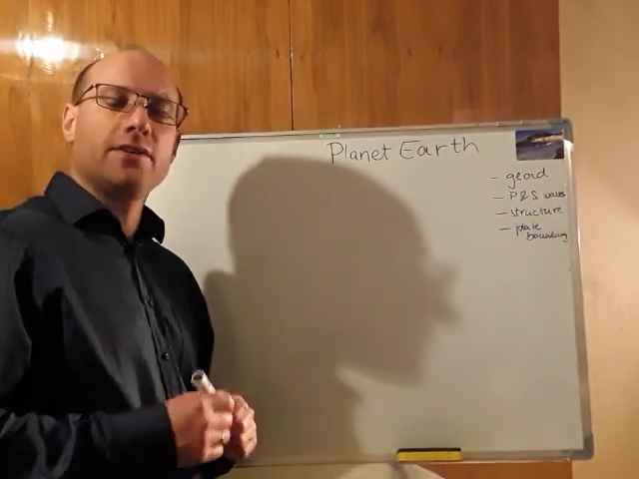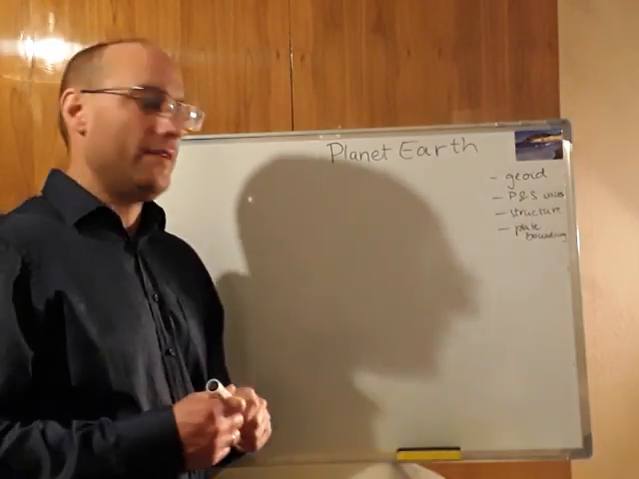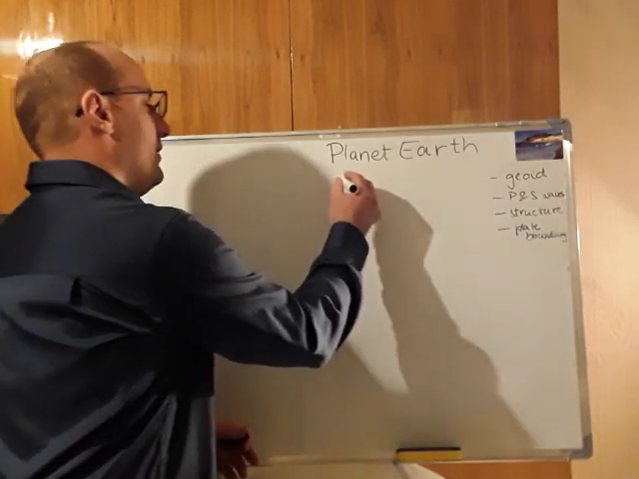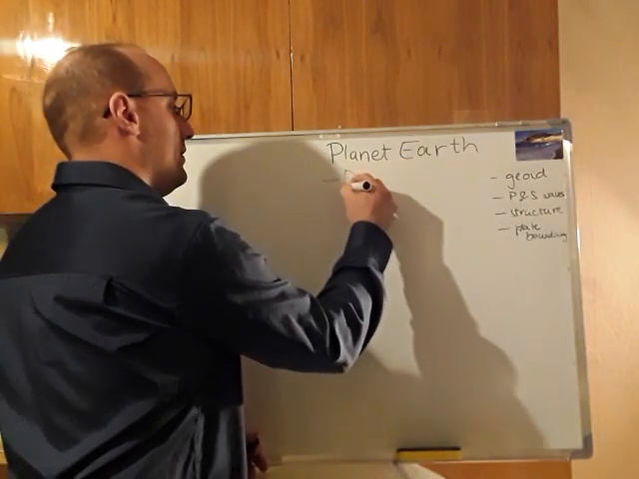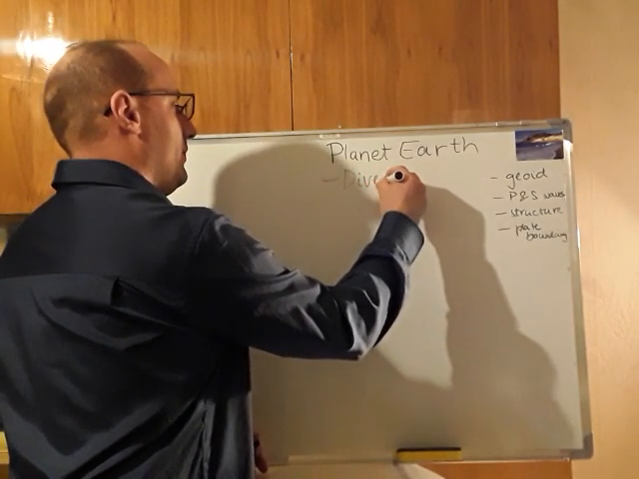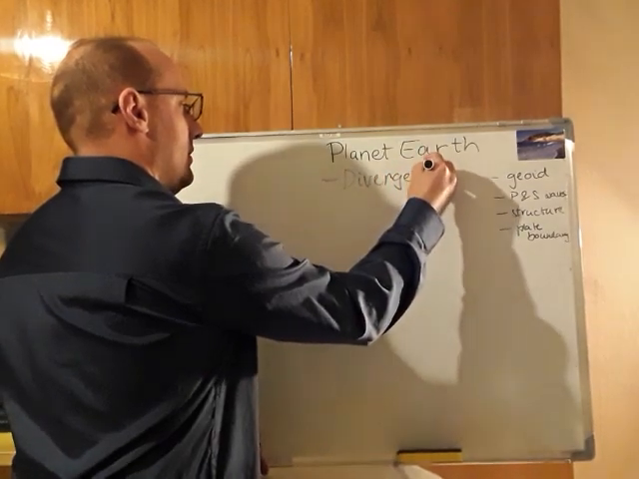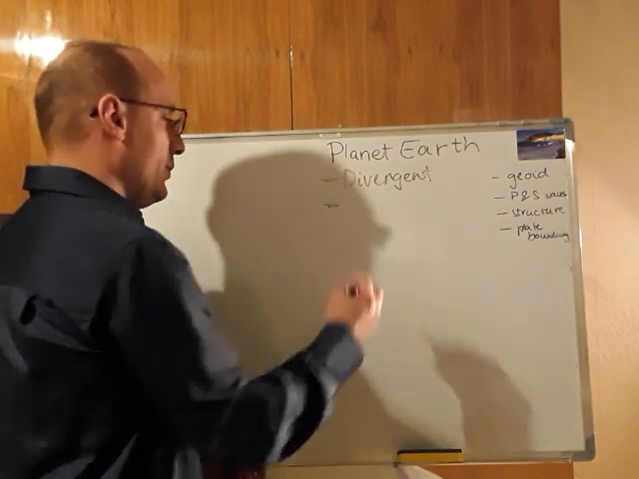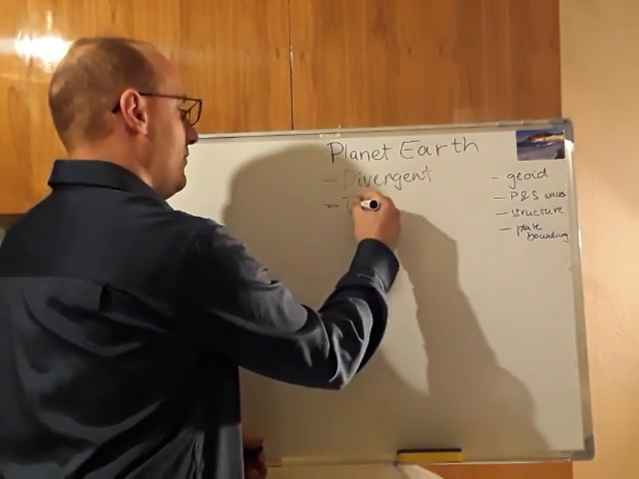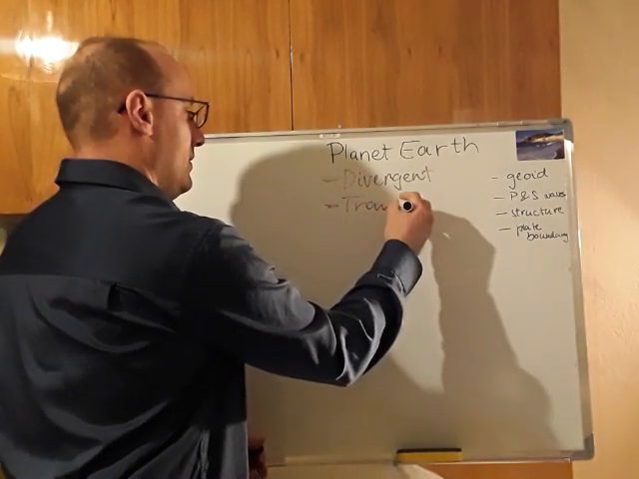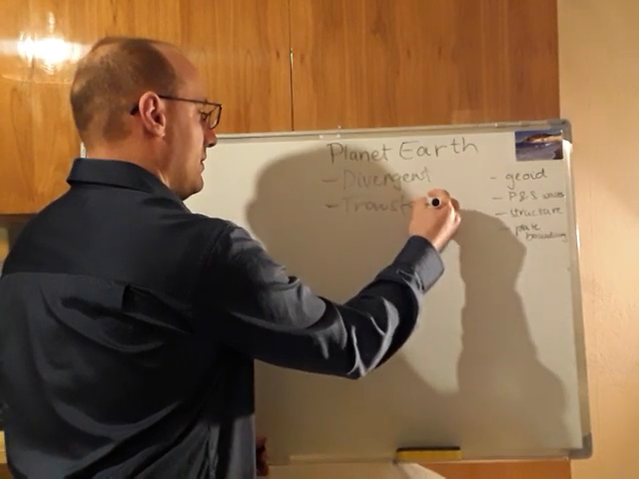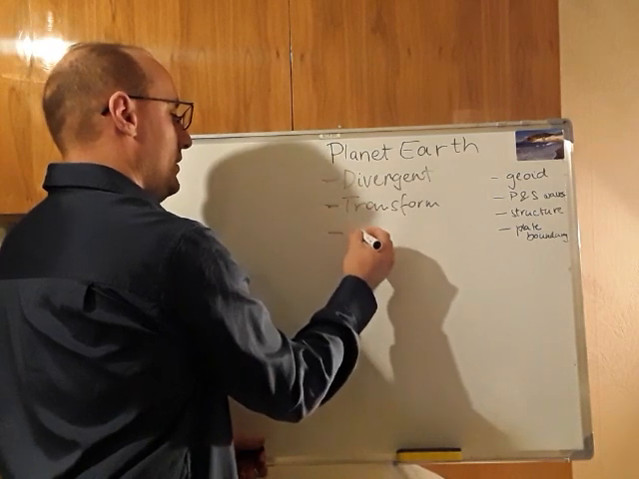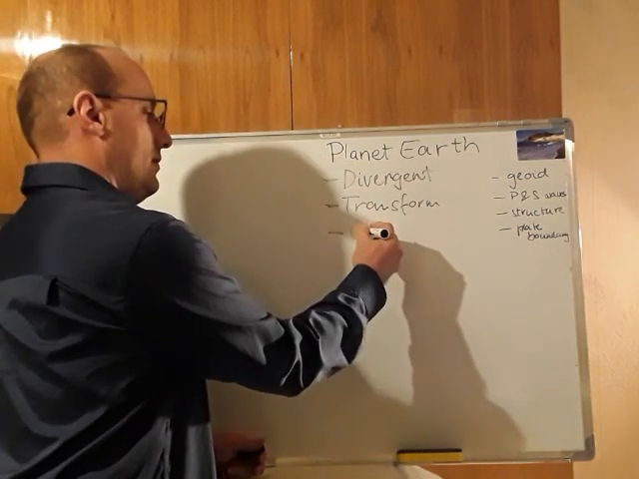For plate tectonics and plate boundaries, we can right away say that there are three different plate boundaries: divergent, there will be somewhere between, transform, and finally convergent.